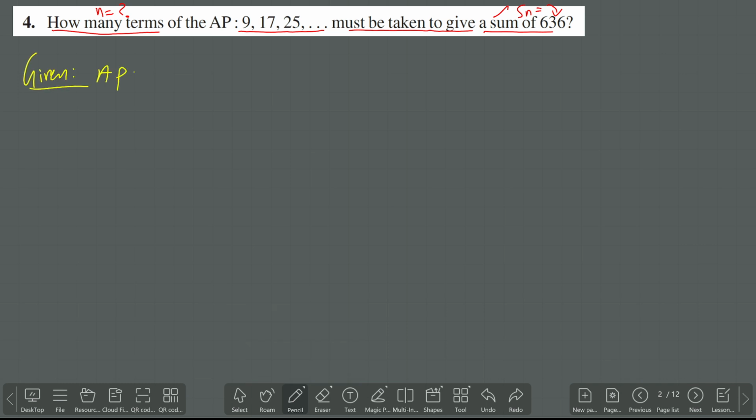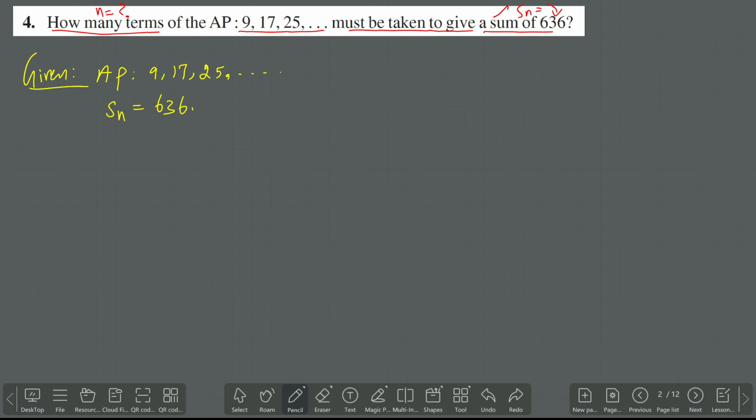AP. What is the AP? 9, 17, 25, it's going on. And sum value, that is SN value, they have given 636. We have to find N. Shall we start, my dear? Kindly listen, everybody. Don't do any other work.